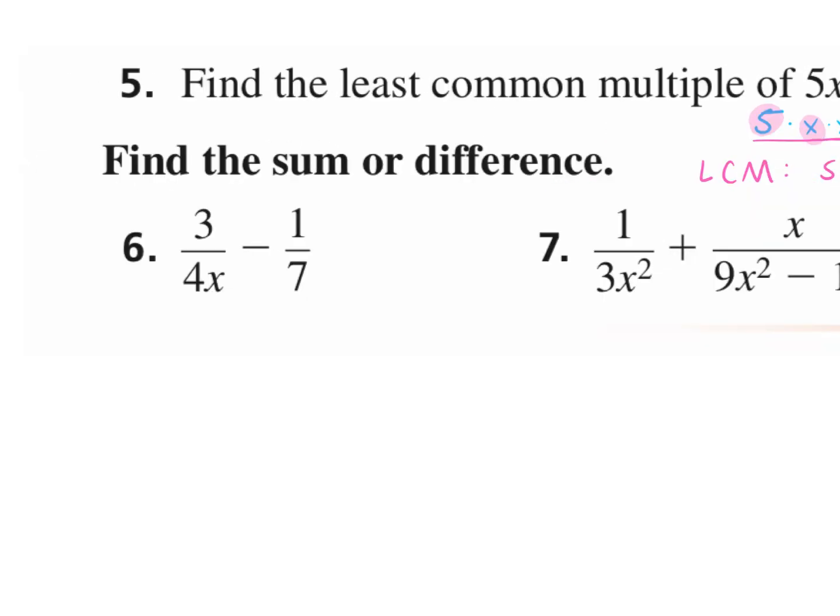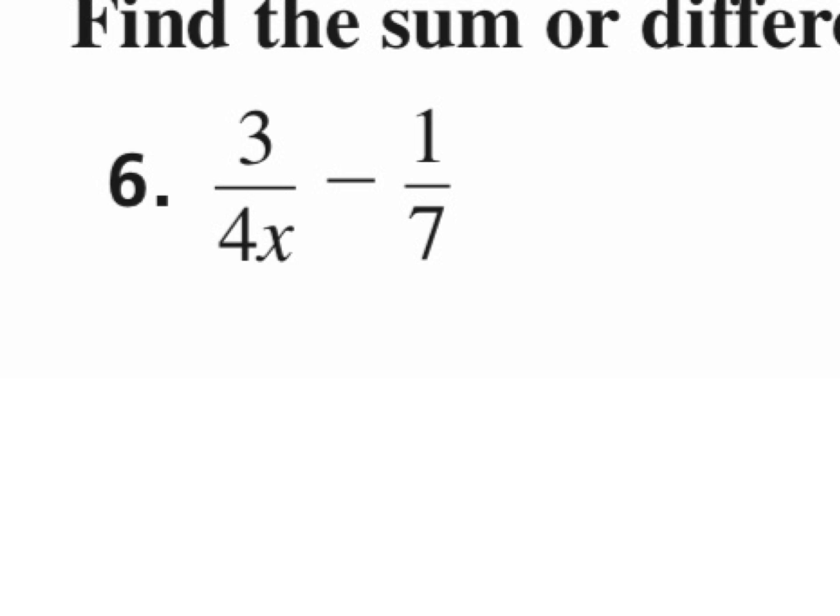All right, let's look at number 6. So what are my factors of 4x? 4 times x. And what are my factors of 7? 7. So I list everything from the first one. So I have 4x. Do I have anything that overlaps here? Nope. So just 4x times 7. So my least common denominator would be what? It's 4x times 7. 28x.